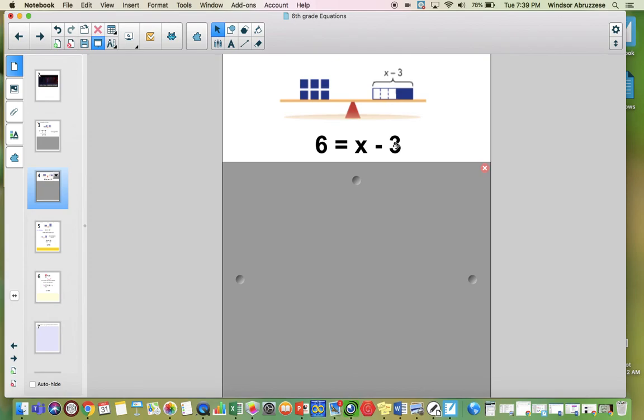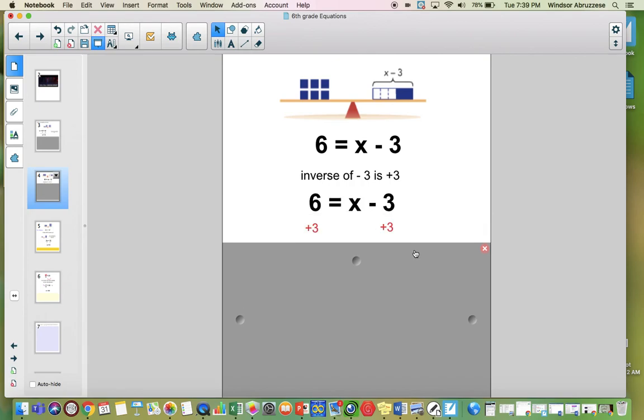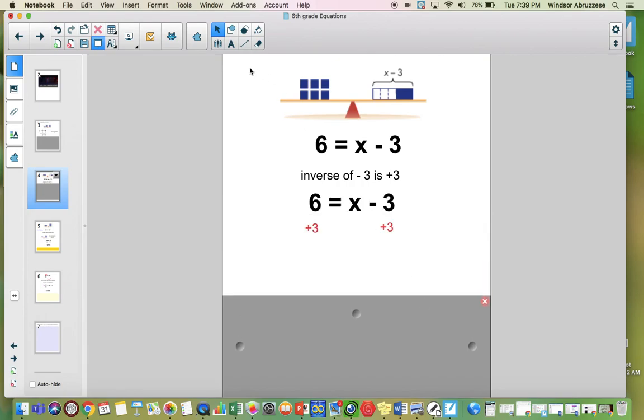What's the opposite of minus 3? The inverse of negative 3 is to add 3. So I'm going to add 3 to both sides. And remember, this is the showing of the work. This is what we need to see. So minus 3 and a plus 3, that's gone. And I'm left with x is equal to, what is 6 plus 3?